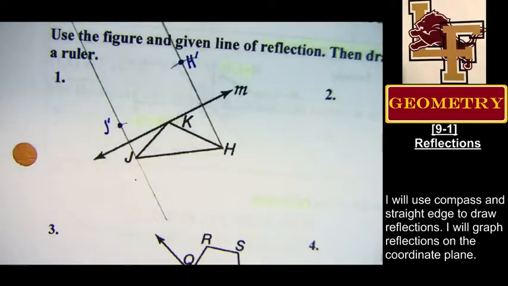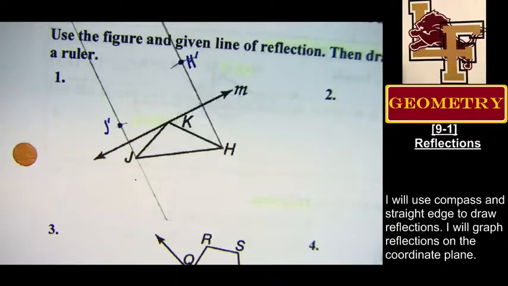Now if I look at K, K is on the line of reflection. I'm going to reflect it. Ready? I'm done. It's on the line of reflection. Nothing needs to happen. Okay.